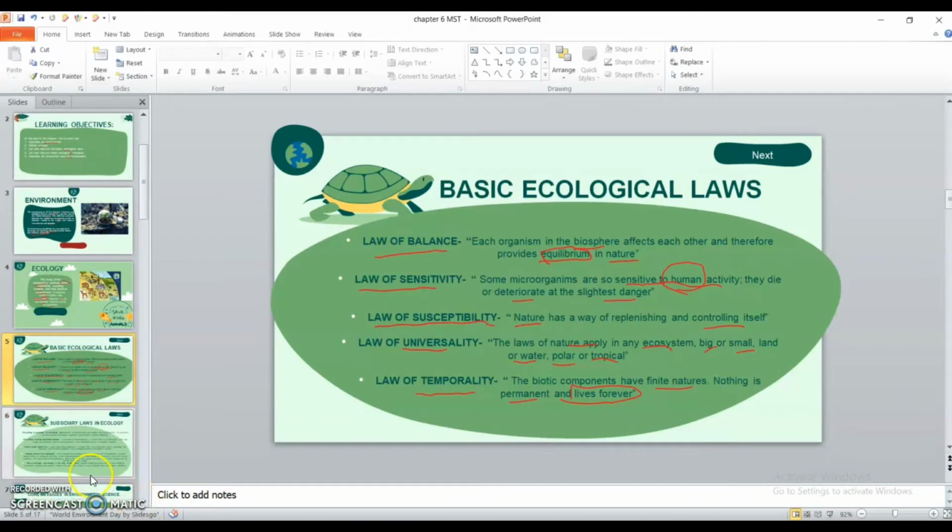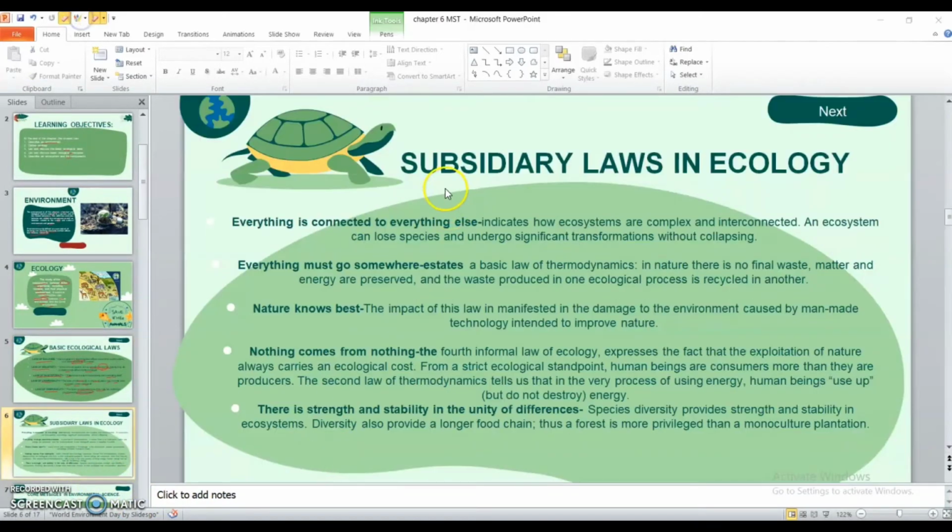And next are the subsidiary laws in ecology. So first, everything is connected to everything else. It indicates how ecosystems are complex and interconnected. An ecosystem can lose species and undergo significant transformation without collapsing. So that is, everything is connected to everything else.